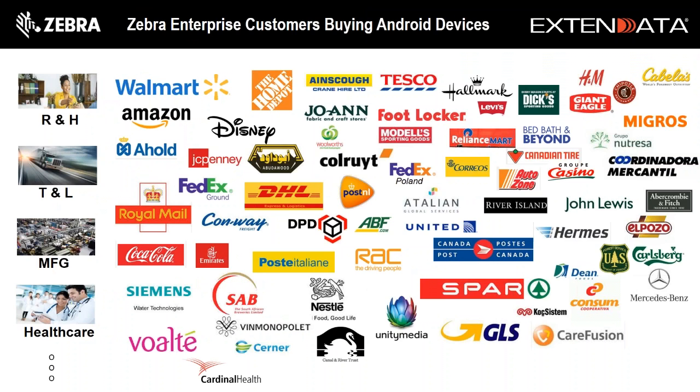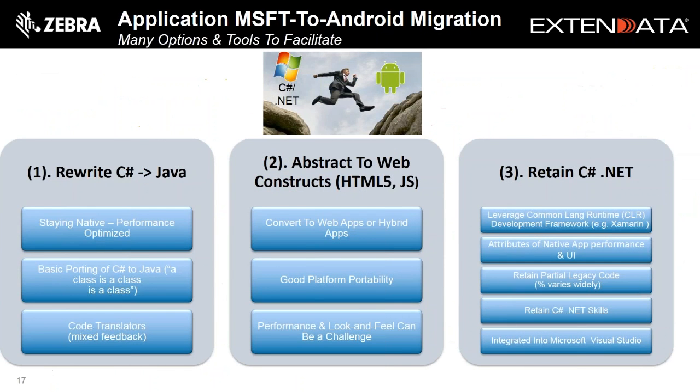A quick note on, so what do I do? If I have an application written in C#, where do I go from here? There are really three general paths, and we don't have time to go through details, but some folks are taking their C# applications and simply rewriting them in Java, the native language of Android. The best way I can describe it, for the folks that are programmers on here, is a class is a class is a class.